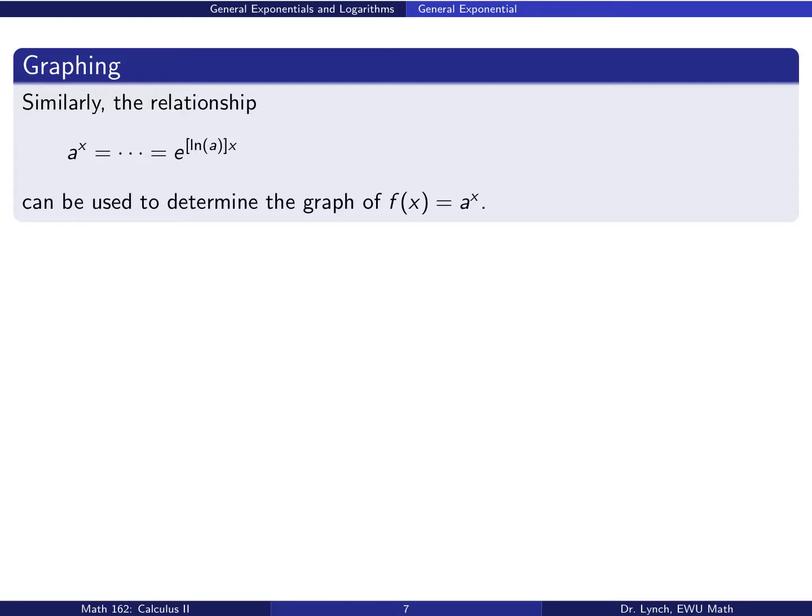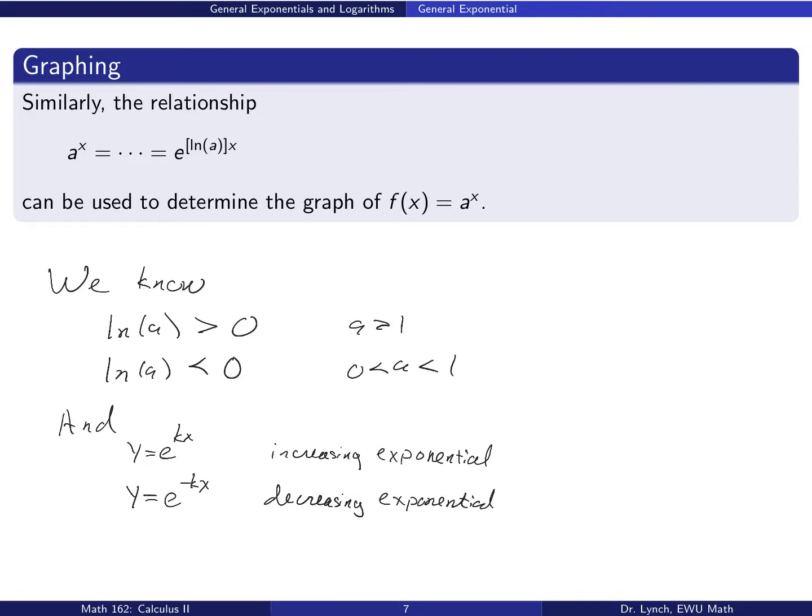Now that same relationship can be used to determine the graph of f of x equals a to the x. Let's have a look here. Remember that a is a constant, and then the natural log of a is positive when a is greater than 0. The natural log of a is negative when a is between 0 and 1. Now, the graph of e to the kx is what I'm going to call an increasing exponential. It goes like this. And similarly, the graph of e to the minus kx is a decreasing exponential.